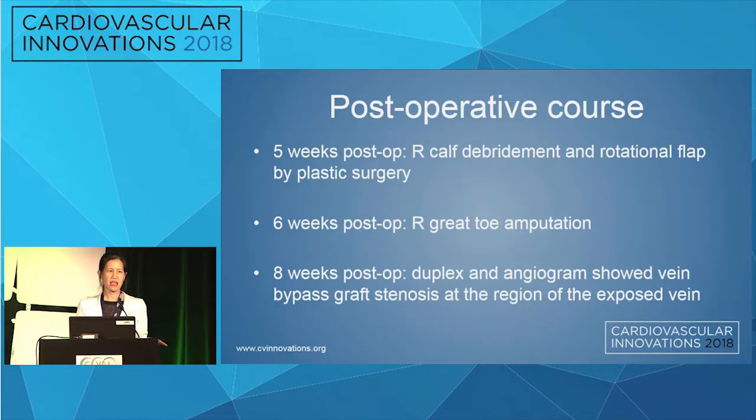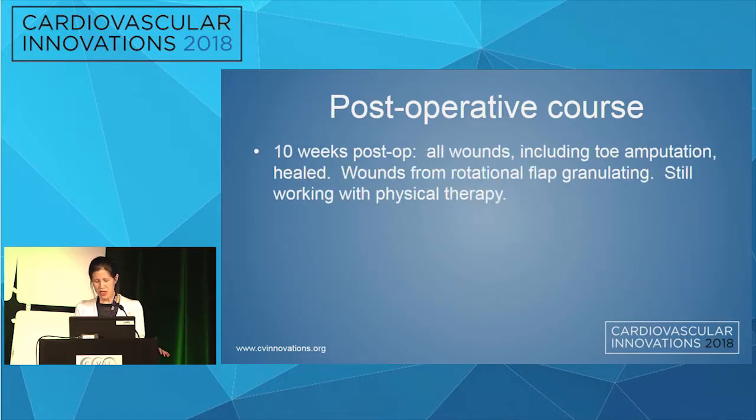So we called plastics. They came and debrided the calf, did a rotational flap. Then he had a right great toe amputation, which went fine. But by 8 weeks, we did a surveillance duplex, and there was a significant stenosis where this bypass graft had been exposed, which is expected. So we did an angiogram, we saw the stenosis, and we actually didn't do anything about it because by that time, all his wounds had healed, and we already knew we had a suboptimal bypass that was probably not going to be very durable.